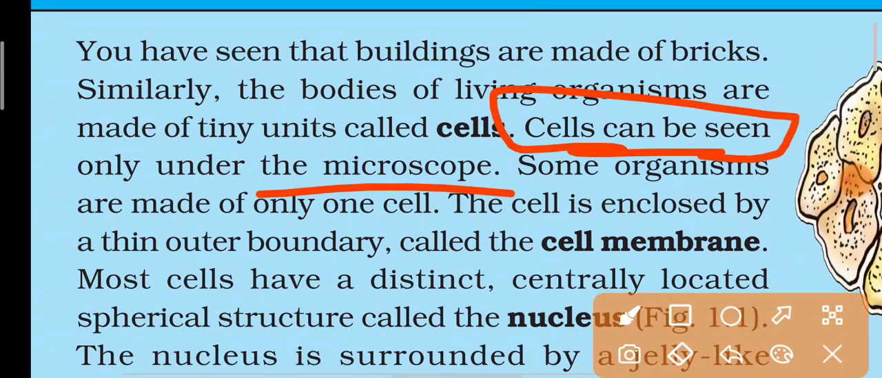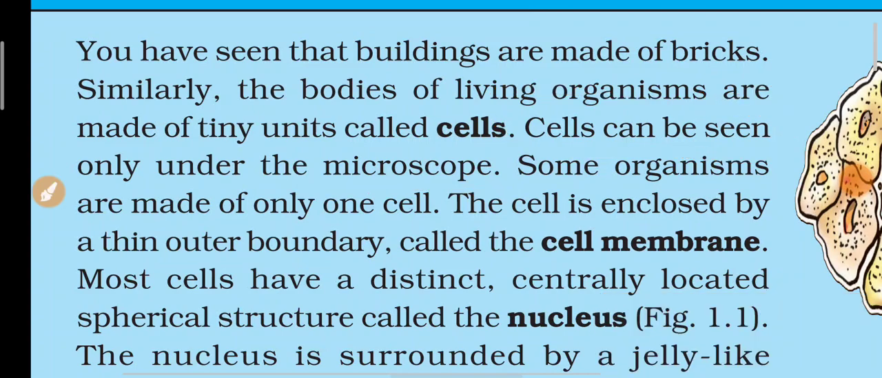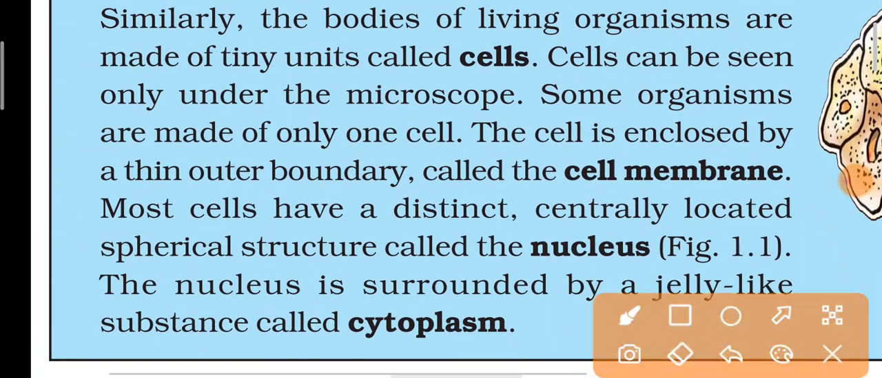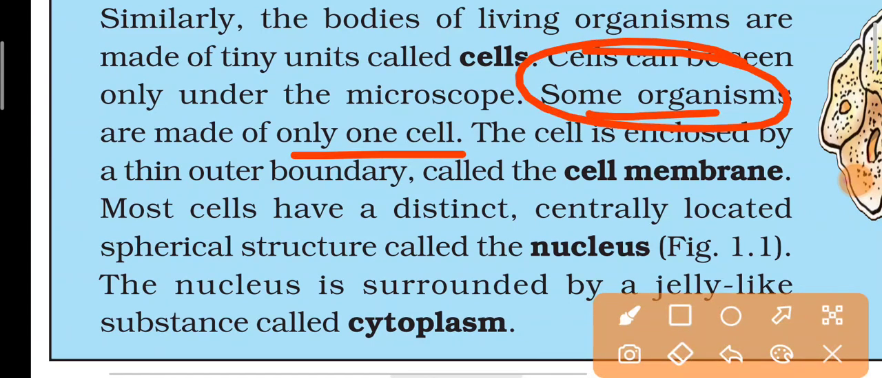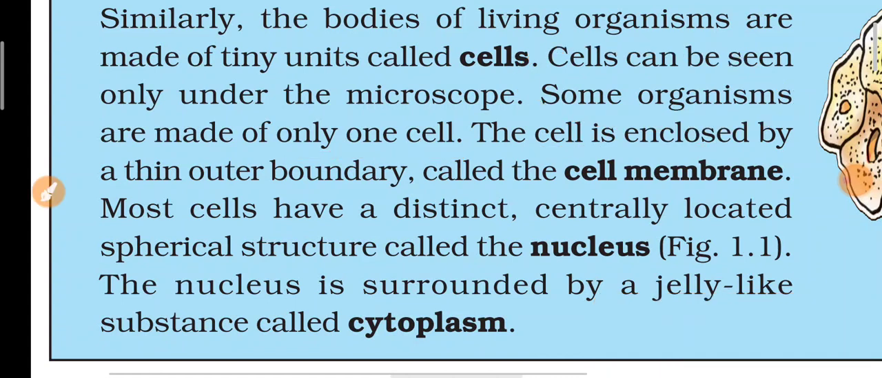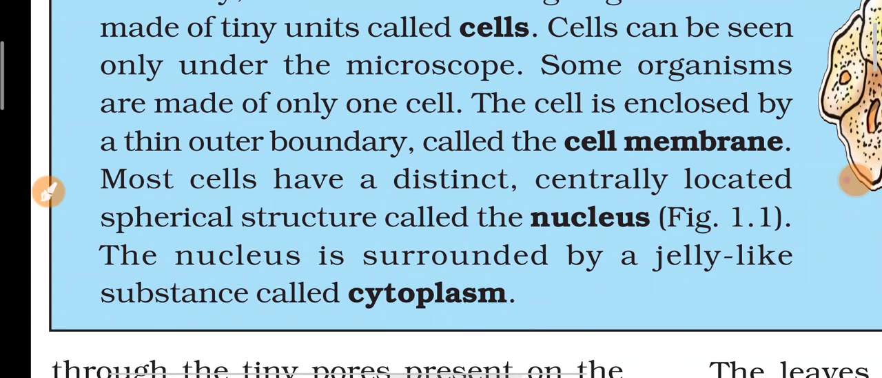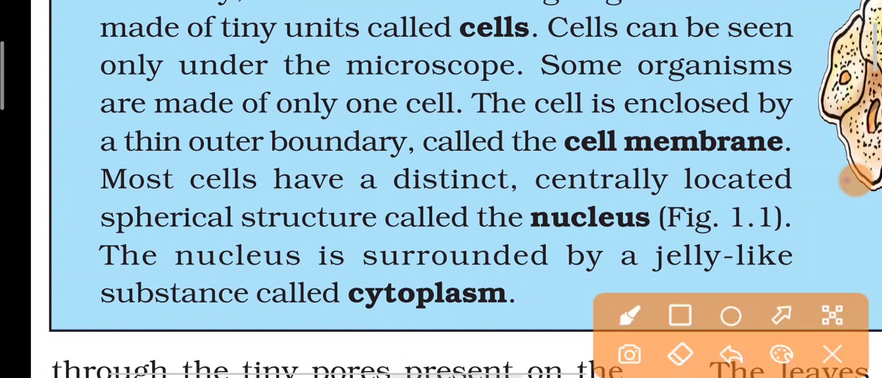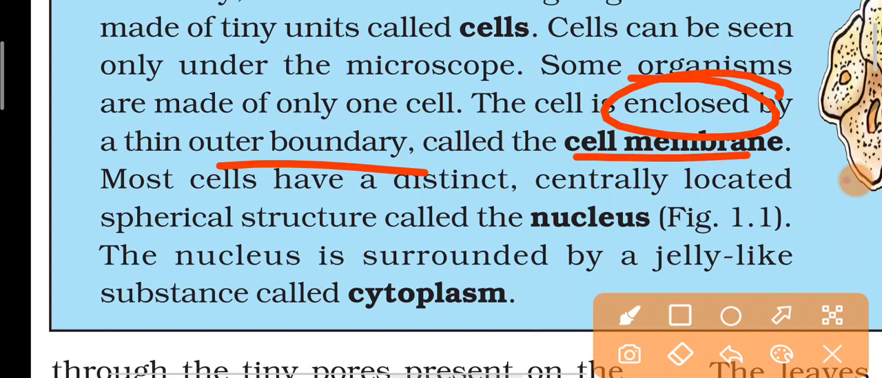So how can we see these cells? We can see them under the microscope. Some organisms are made up of one cell, okay? Some of the organisms are made up of only one cell, and the cell is enclosed by a thin outer boundary called the cell membrane.